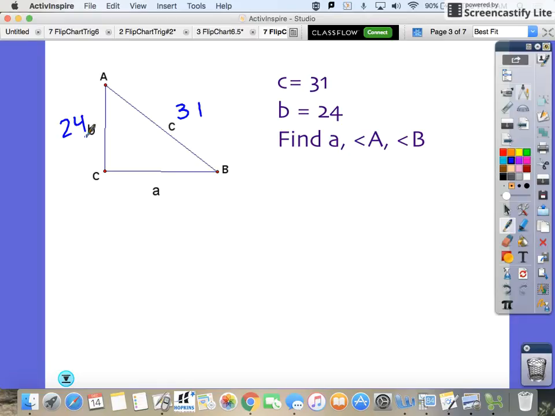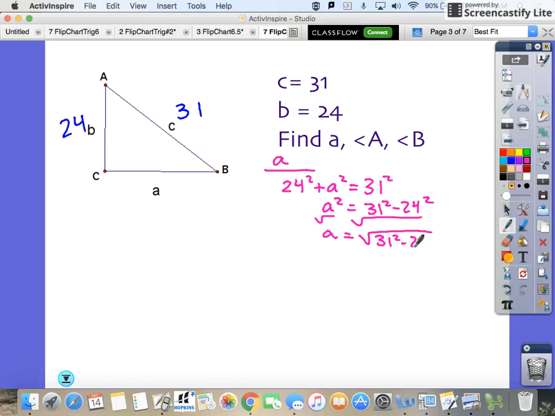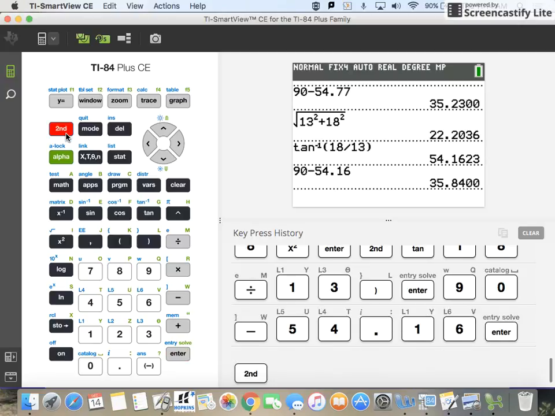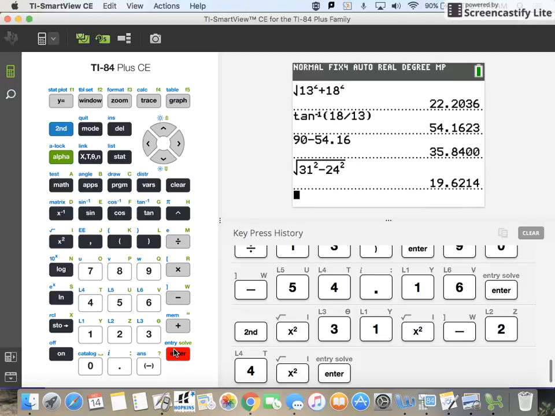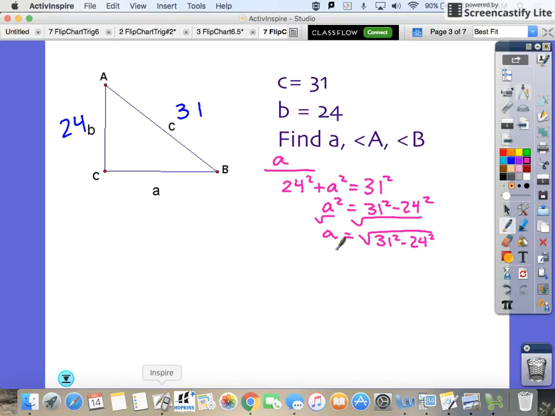We don't know A. So to find A, what we will do is use the Pythagorean theorem. So we'll go 24 squared plus A squared equals 31 squared. So A squared equals 31 squared minus 24 squared, and then square root both sides. So in the calculator, I'm going to type in the square root of 31 squared minus 24 squared. 19.62.